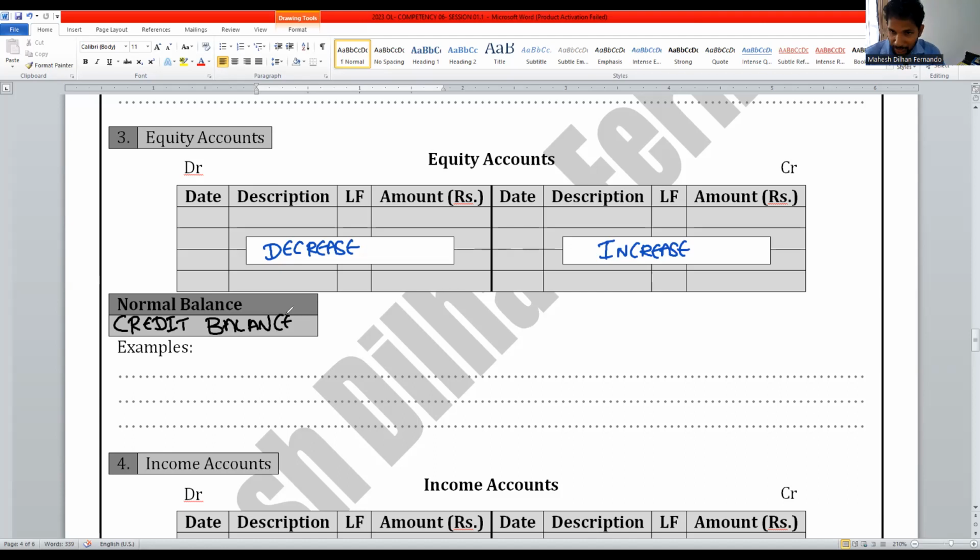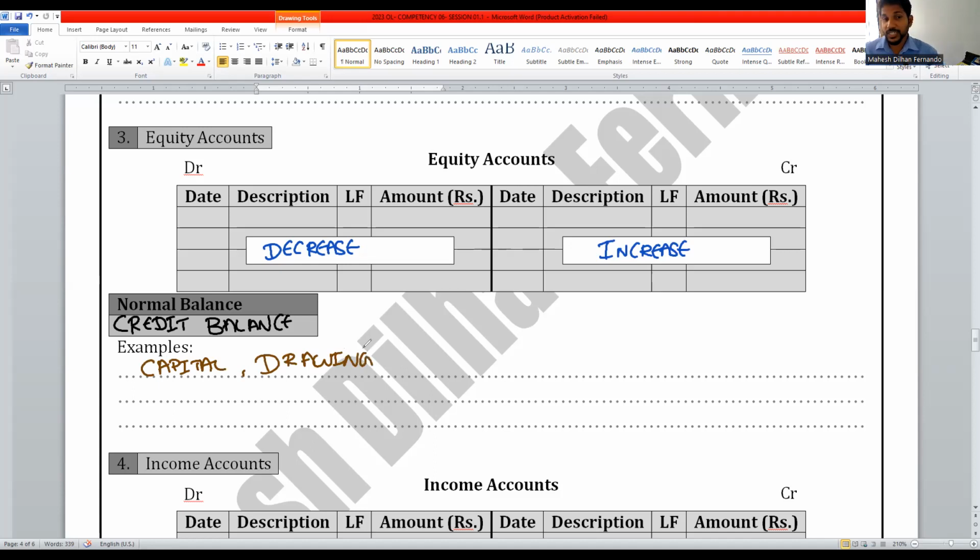Balance. Assets have normal balance is debit, liabilities normal balance credit, equity normal balance credit. Examples. We don't have many examples for equity accounts. We have just a few. Capital and drawings.